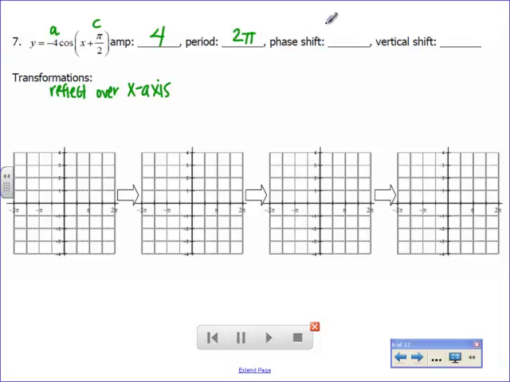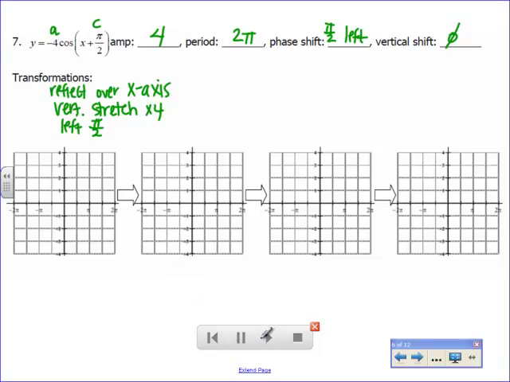Phase shift is going to be pi over 2 to the left because of the addition in the parentheses, and there is no vertical shift. So we reflect over the x-axis, we do a vertical stretch for that amplitude, times 4, and we move left pi over 2.